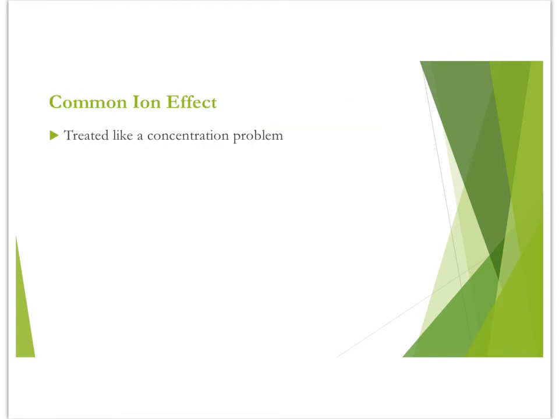The last one here is called the common ion effect. The common ion effect is when you're adding a substance to a reaction and that substance isn't in the existing equation, but part of it is. So it's treated like a concentration problem where we have that CIA. So let me show you.